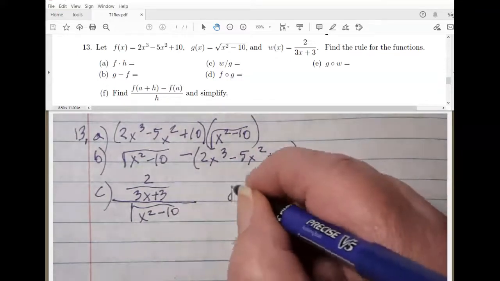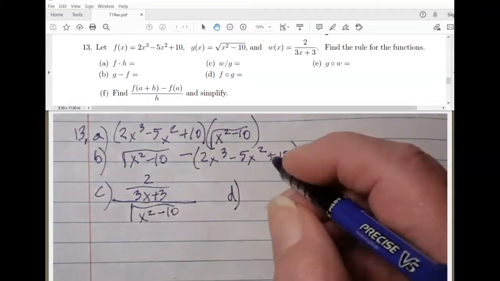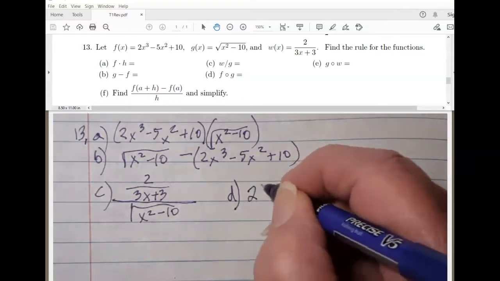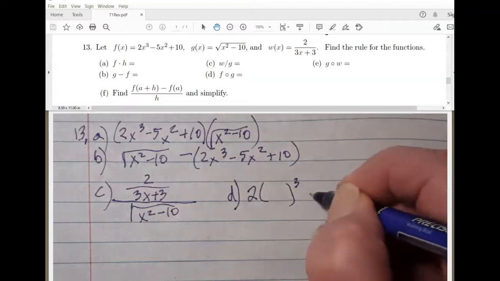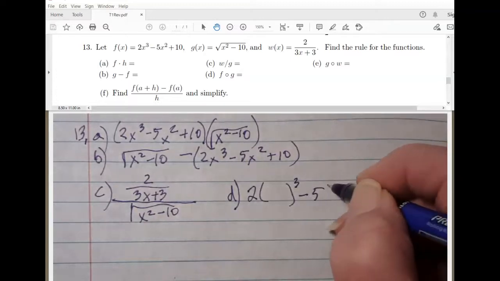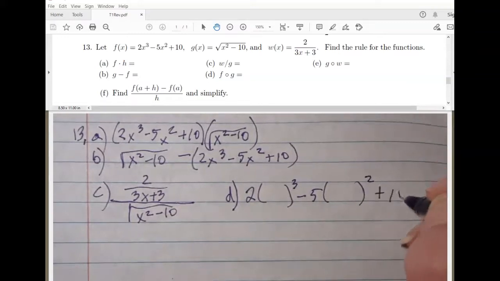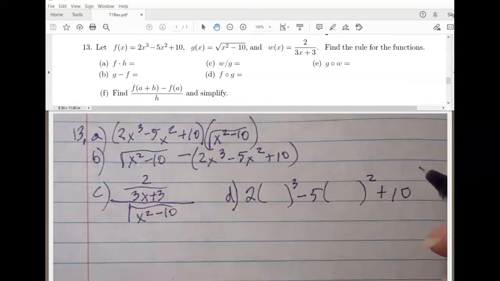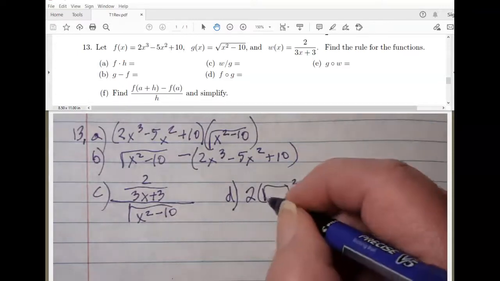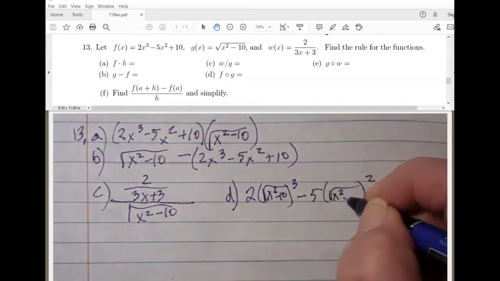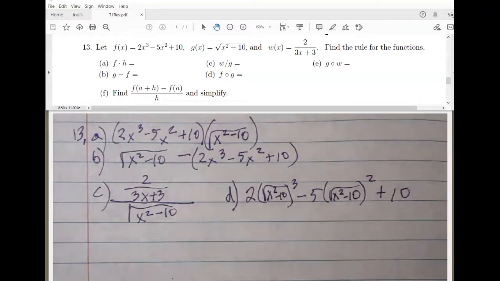Part D says f of g, so that's the f equation with g put in, which basically is 2 parentheses cubed minus 5 parentheses squared plus 10. And it says to put g in there, so that's the square root of x squared minus 10 and the square root of x squared minus 10. Do not simplify. Leave it just like that.